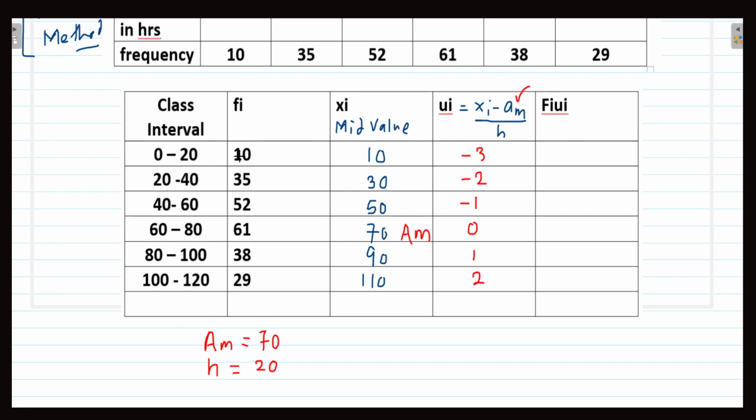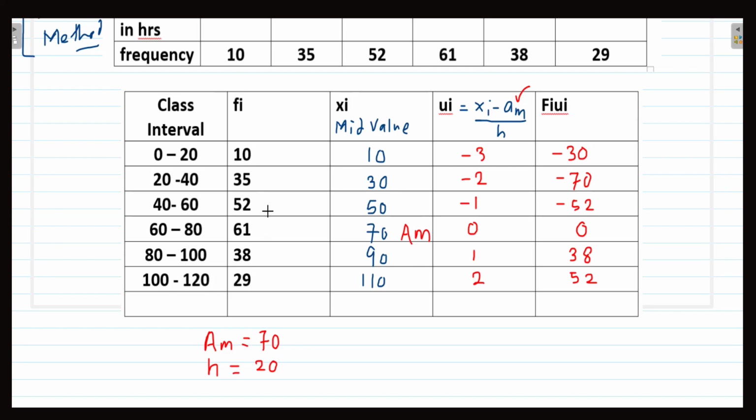So fi is 10, and here ui is -3, so it will be 10 into -3, that will be -30. 35 into -2, that will be -70. Then 52 into -1, that will be -52. Then 61 into 0, that will be 0. Then 38 into 1, that will be 38, and 29 into 2, that will be 58. So you have got fi ui also, and you have the frequency.